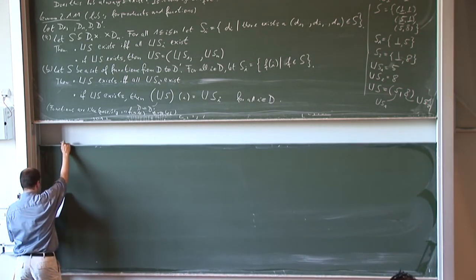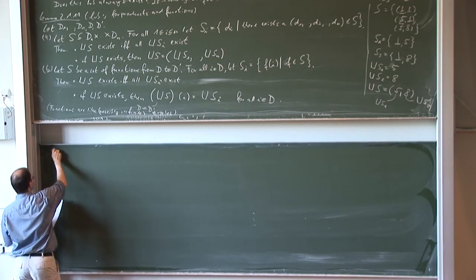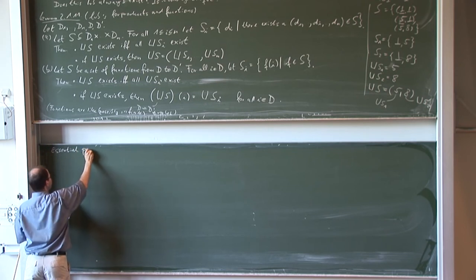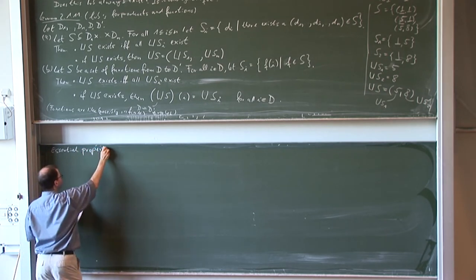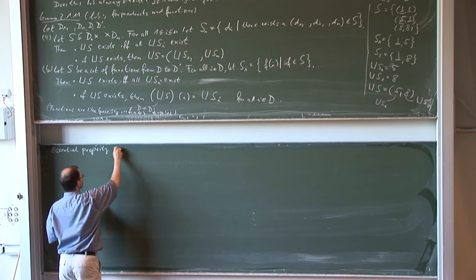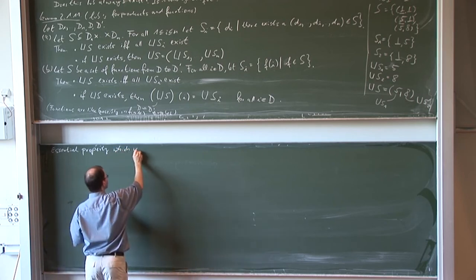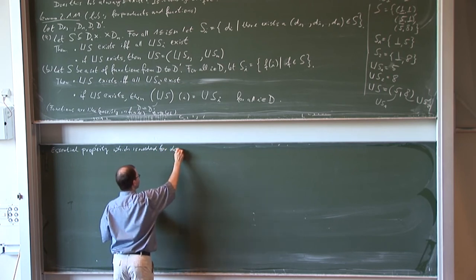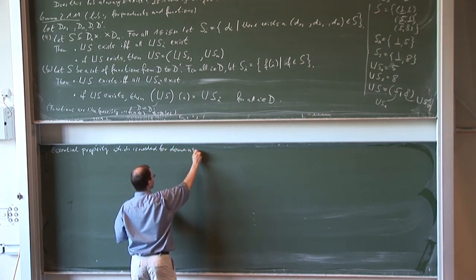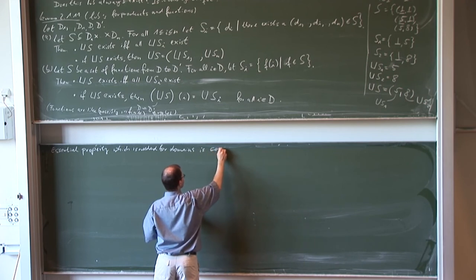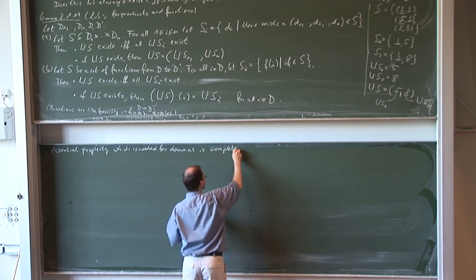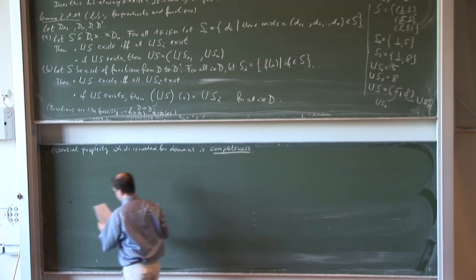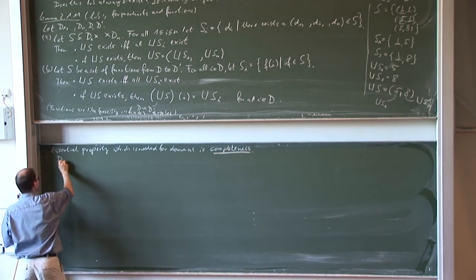So this is the essential property which is needed for domains. This essential property is completeness. And this is defined in the following definition.